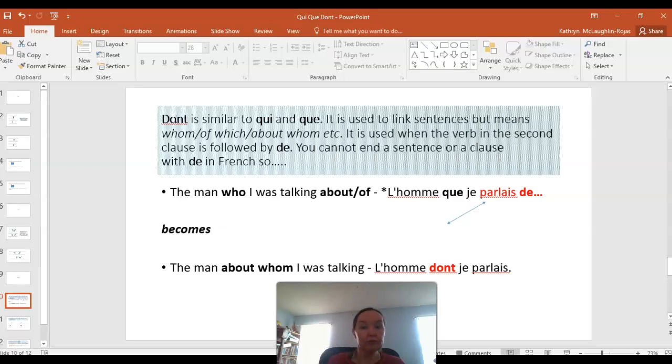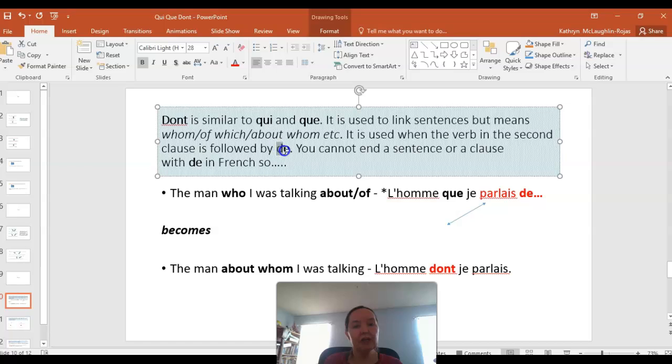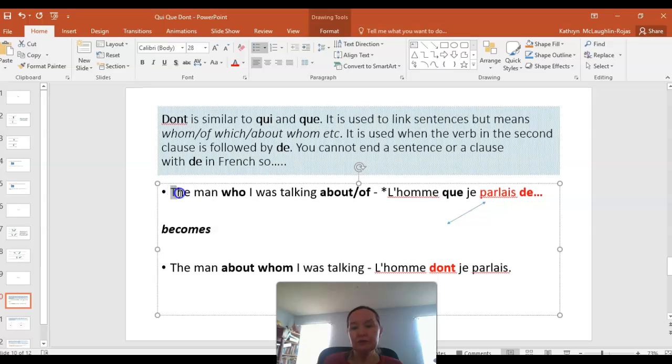But the form dont is still going to be very common in French. And it's used when the verb in the second clause is followed by de. We can't end a sentence or a clause with de in French. We can in English, we cannot in French, and you'll see why with this example. So the man who I was talking about, or the man who I was talking of, people would say this all the time in English. You can't say that in French. So I put the little asterisk here to indicate that that would be ungrammatical in French. L'homme que je parlais de doesn't really work.